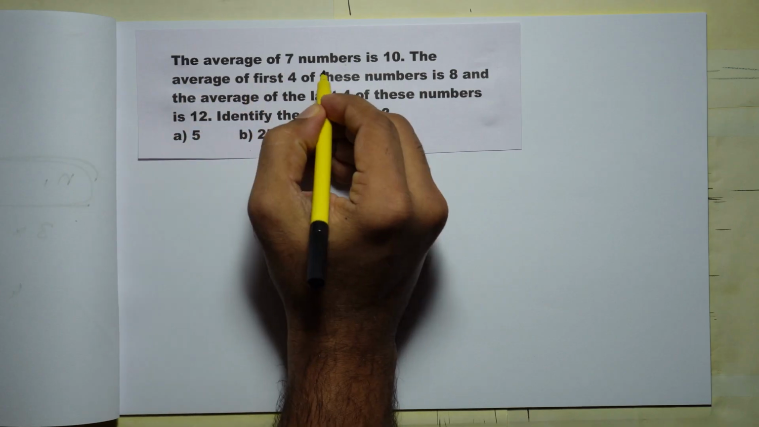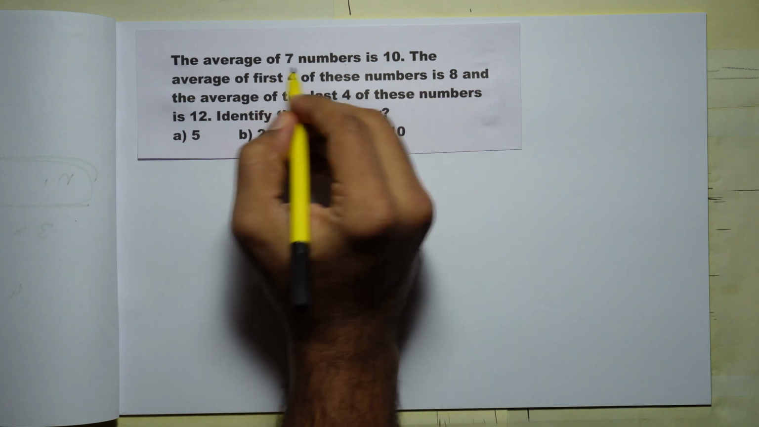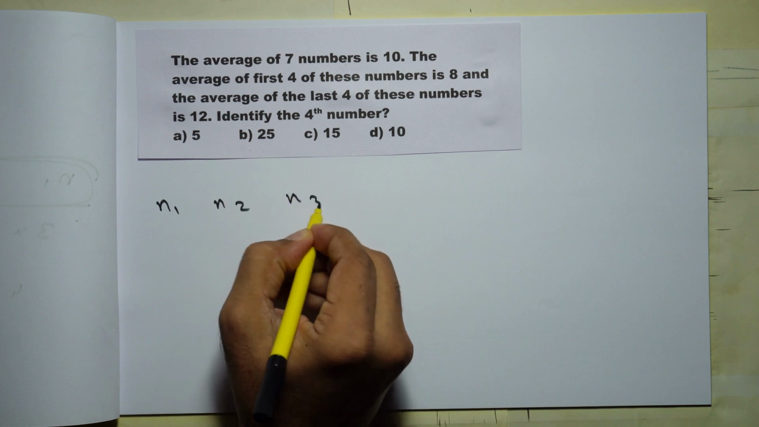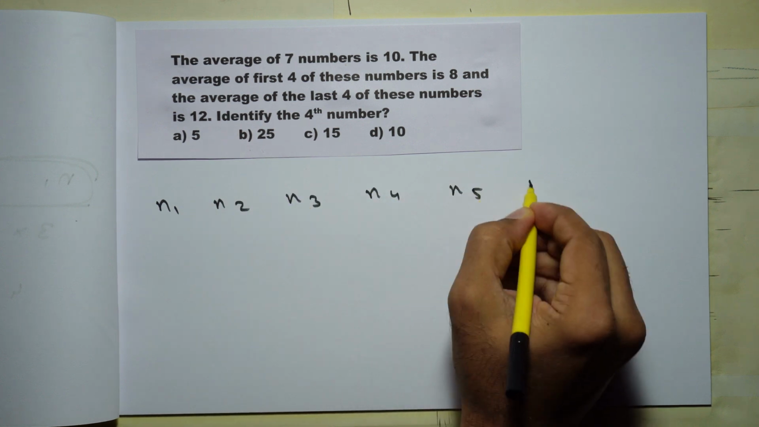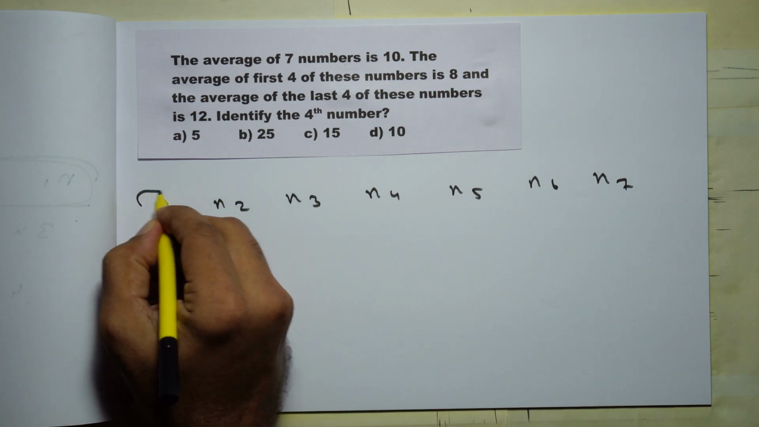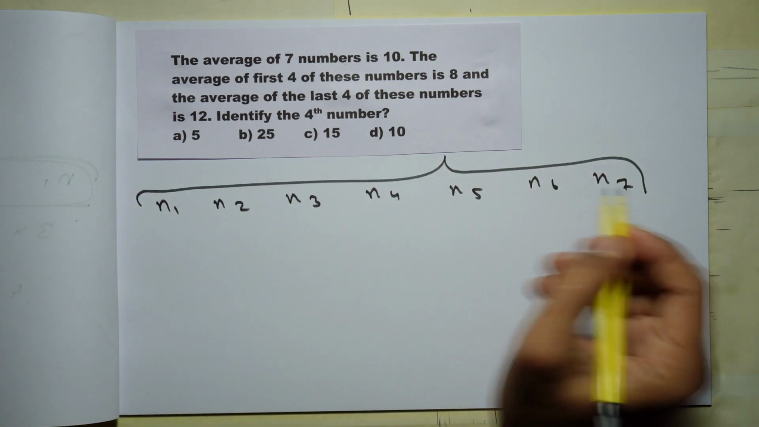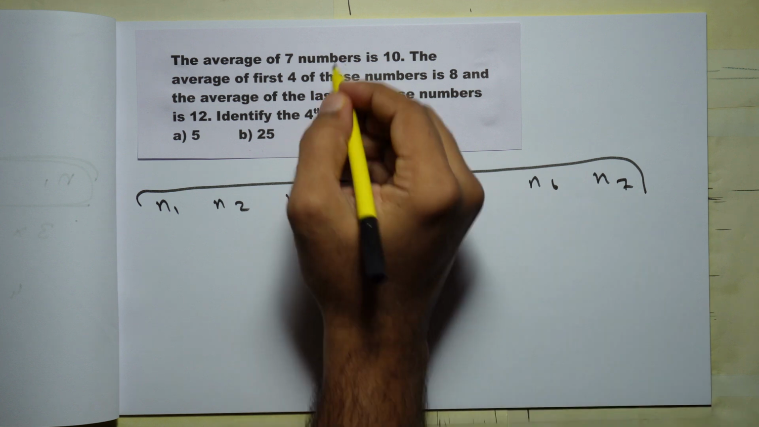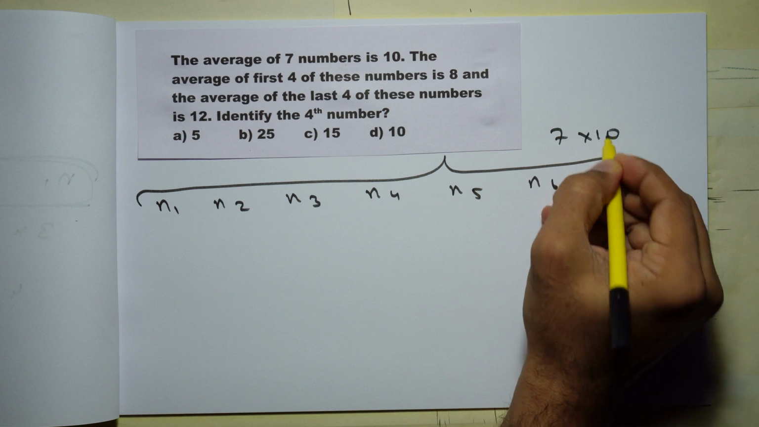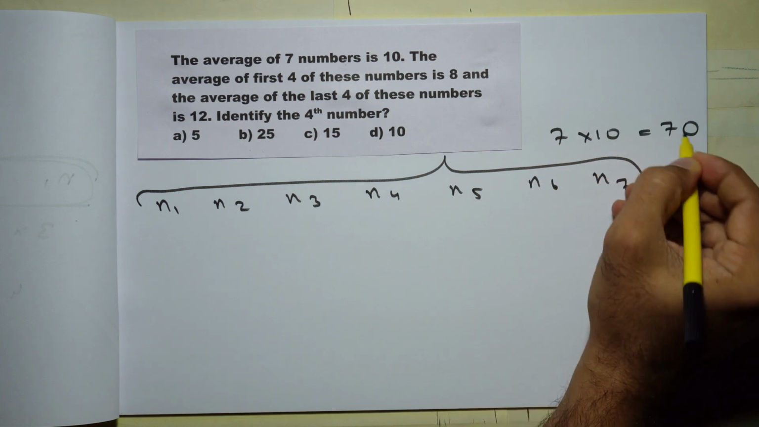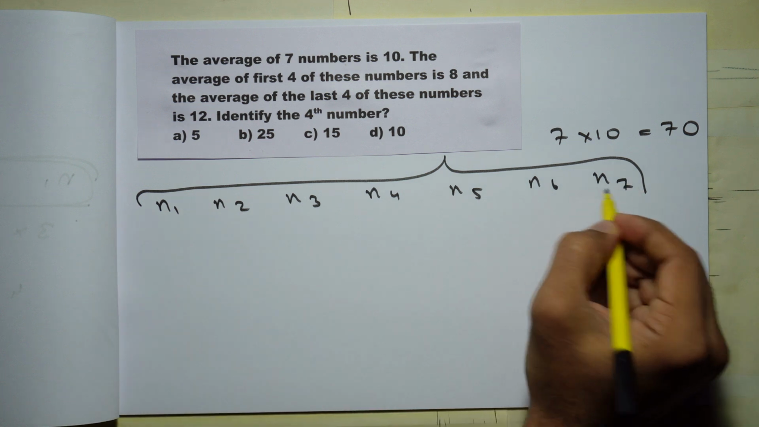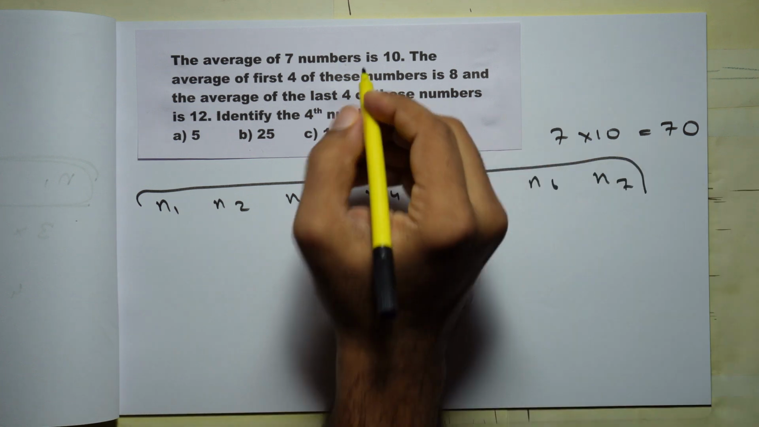The average of 7 numbers is 10. So altogether 7 numbers are there. I'll take the numbers as n1, n2, n3, n4, n5, n6 and n7. So these are the 7 numbers. First of all, we'll calculate their total sum. 7 numbers are there and their average is 10. So 7 numbers into their average 10, their total sum is 70.